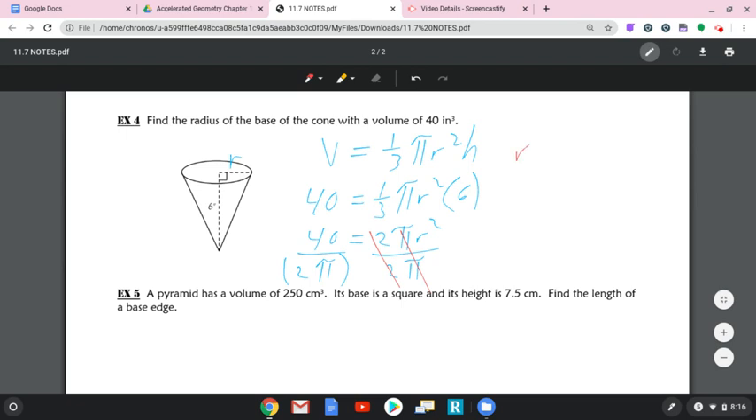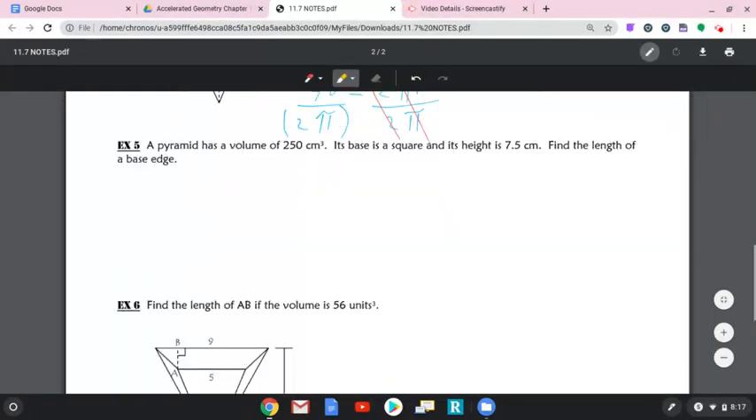Now, that means that r squared would be approximately 6.366. I'm going to put an approximation sign there because I rounded. And then if I take the square root, r will be approximately 2.523 inches. All right, and that's how we solve for the radius. Now let's take a look at our next one.